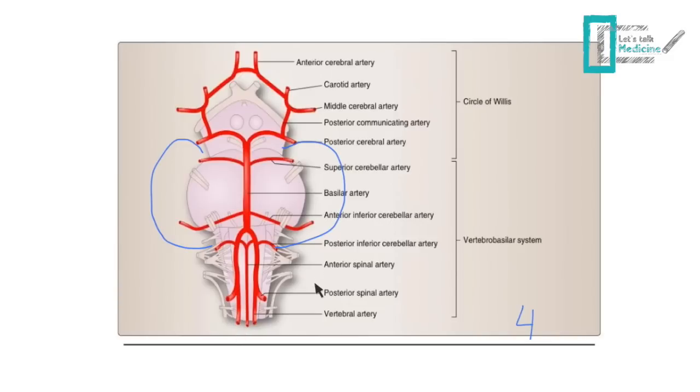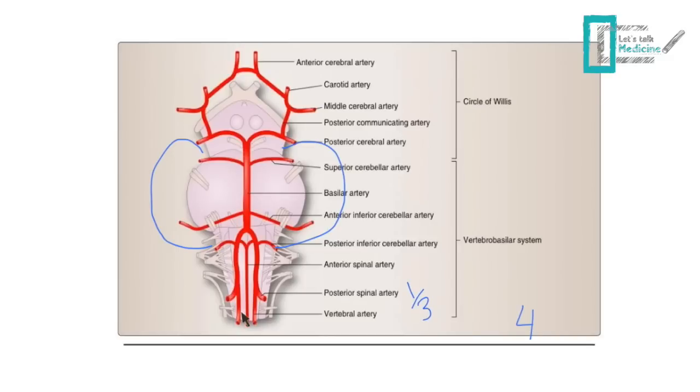Why is it called the posterior spinal artery? Because it will go from here towards the posterior surface, continue downwards towards the spinal cord, and then supply the posterior surface of the spinal cord. In particular, it will supply the posterior third of the spinal cord.